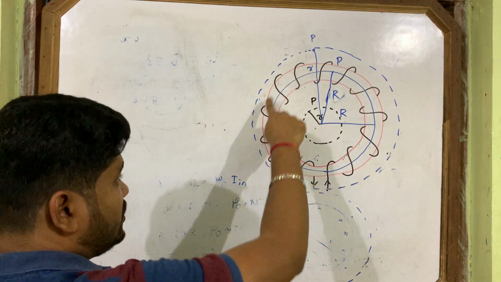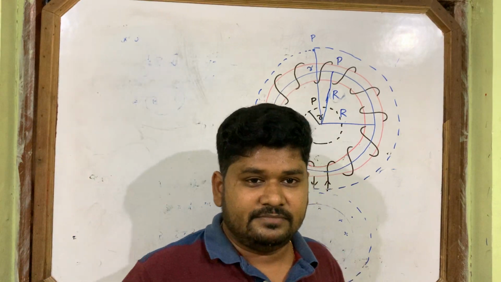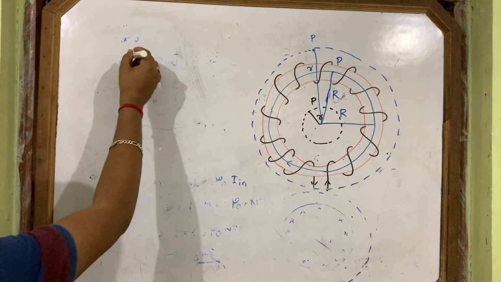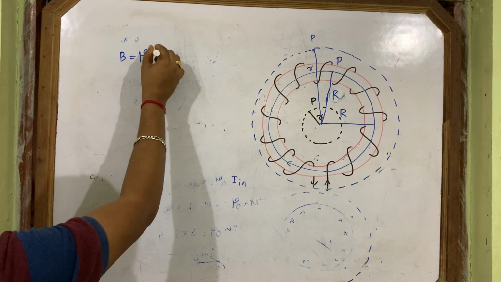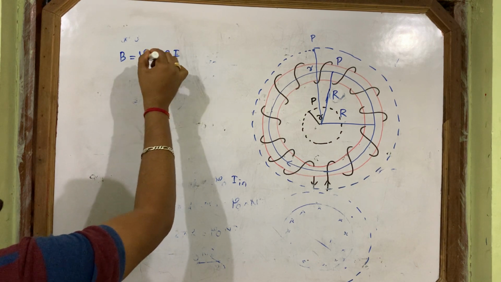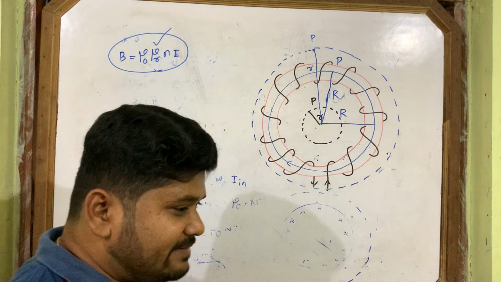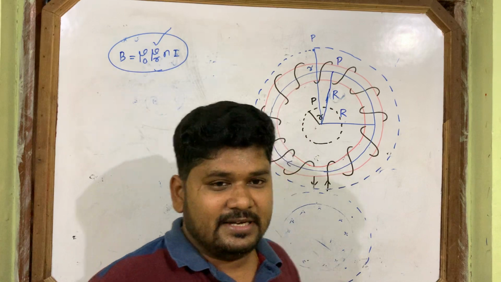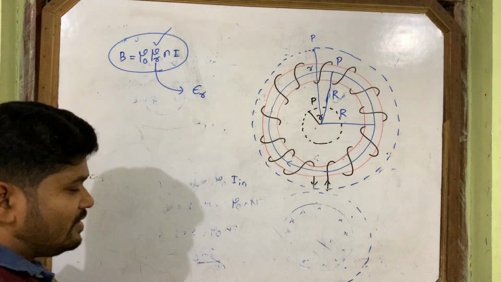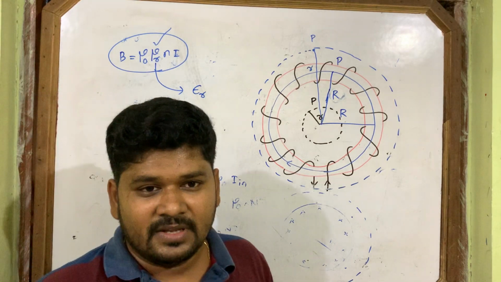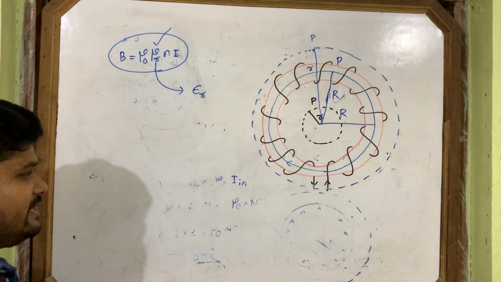But if the toroid contains some magnetic material having relative permeability mu r, then the expression will be mu naught mu r ni. What is mu r? This is relative magnetic permeability. It plays the same role as your epsilon r or dielectric constant, which is relative electric permittivity.